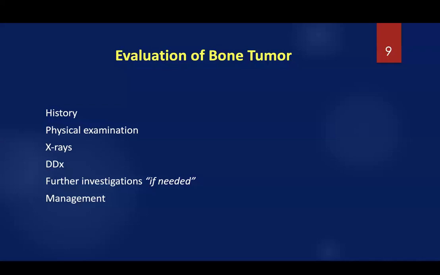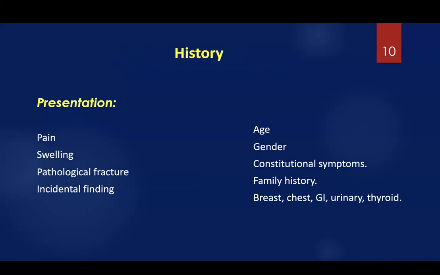And then you finally go to the plain radiographs in two orthogonal planes, again of the entire extremity, and you put your differential diagnosis. You go for further investigations if needed, like a PET scan, bone scan, CT or MRI. And based on this clinical evaluation, you decide your management. So pain is extremely important.